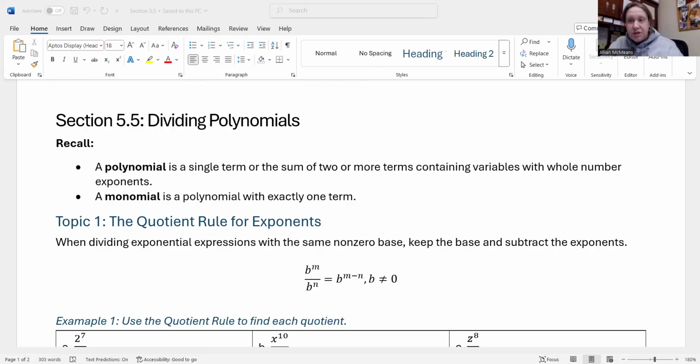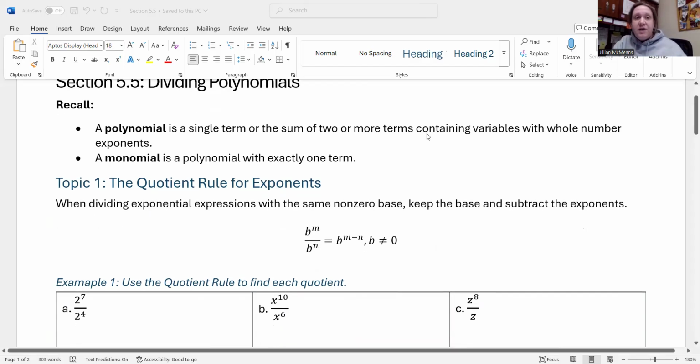We are going to switch gears a bit and start talking about dividing polynomials. Now, this is going to lead us into a much bigger concept later down the road where we talk about factoring polynomials, but for now, just basic division of polynomials, okay? Recall a couple of definitions.